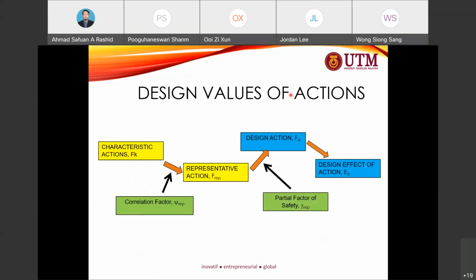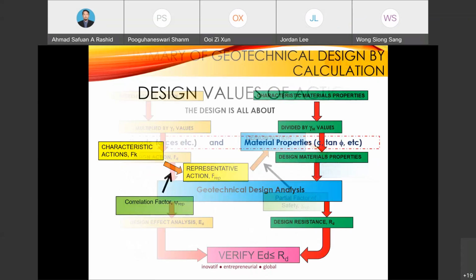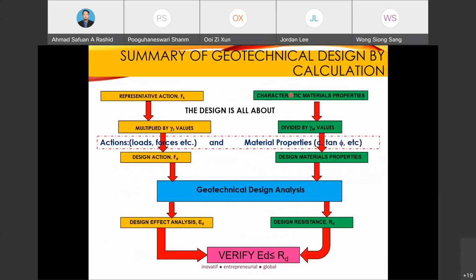So, design value of action. Here we have the characteristic action. Then we need to calculate the representative action. Then the design action, the design effect of action. From there we may come up with the value for the factor of safety, or the difference between Ed and Rd.